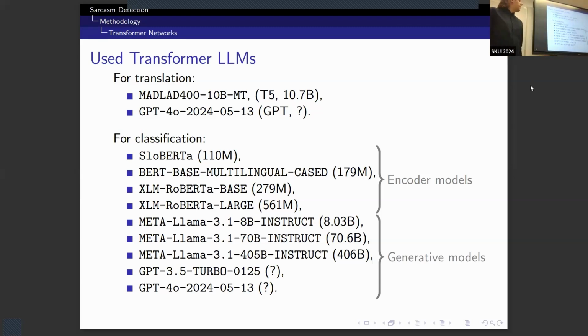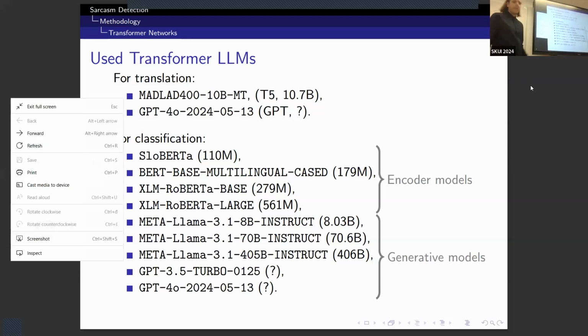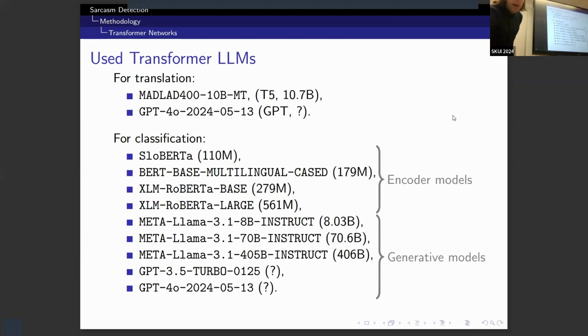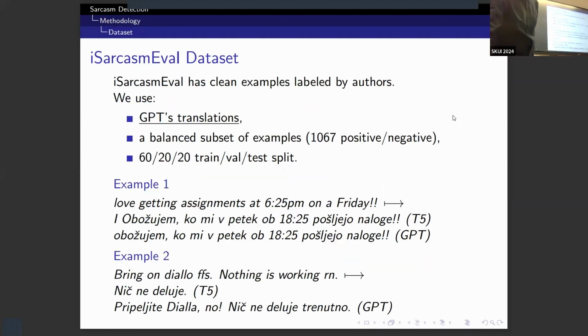And for the downstream task of actual classification, we chose a plethora of different models. Some trained specifically in Slovene, so monolingual Slovene models. Others multilingual models of differing sizes. Some are open source, others are closed source. And yeah, also differing architectures. So some were encoder models, others were generative or just decoder models, transformer models.